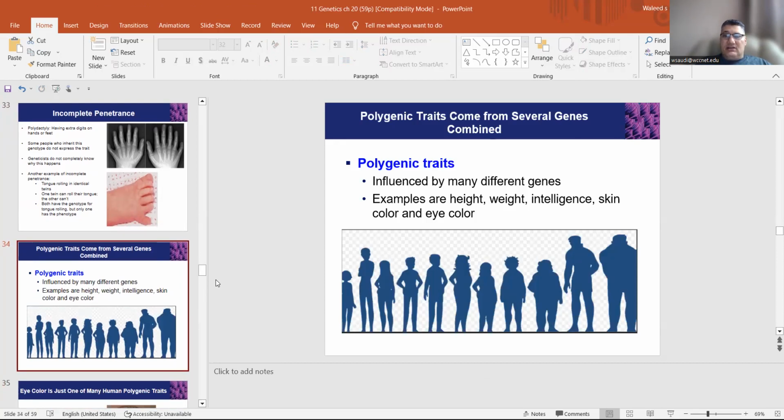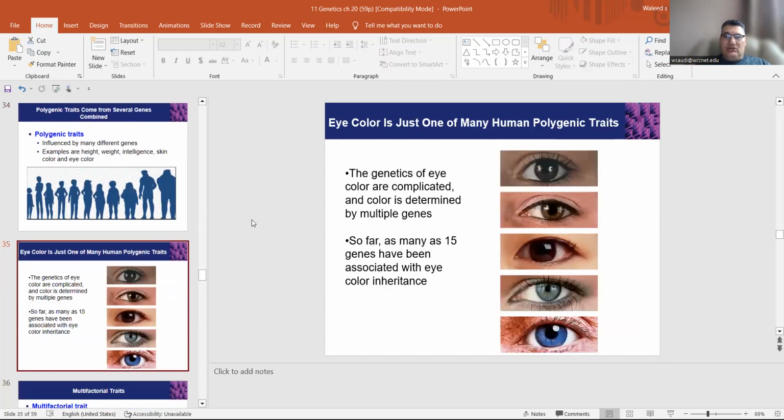Is it just the genes? No, I'll give you an example. Maybe you got a gene to be tall from your mom, and you got the gene to be tall from your dad, so 100% will be tall. No, there is also environment. Same thing for weight, intelligence, skin color, eye color. It's not 100% genes. It can be polygenic. Poly means multiple, so it can be multiple factors.